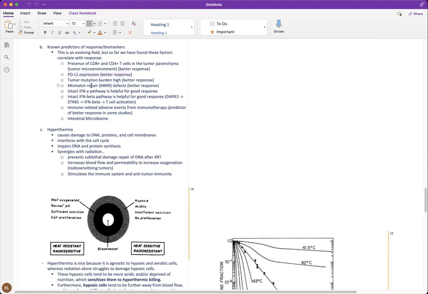Tumor mutation burden, if it's high, there can be a better response. Mismatch repair defects, better response. If there's an intact interferon gamma pathway, good response. Intact interferon beta pathway, good response. Immune-related adverse effects from immunotherapy: if someone's having really bad side effects, some studies have suggested that they're actually going to have a better treatment outcome, or better response. And lastly, the intestinal microbiome is probably related to response.